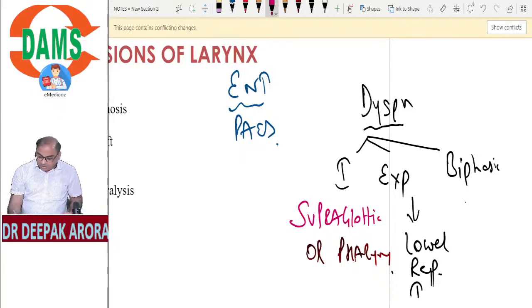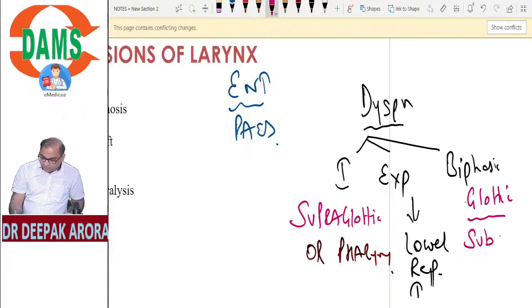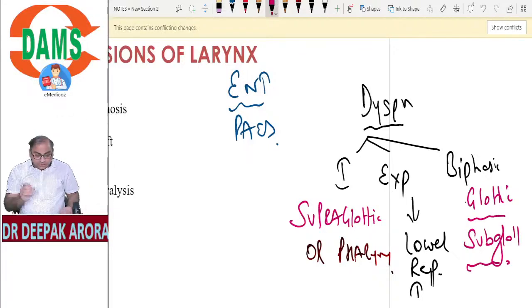In between, we are having glottic area. In between, we are having subglottic area. We are having upper part of the trachea. It means if there is any pathology, any abnormality in the glottic and subglottic area, I will be having dyspnea during inspiration or expiration. I hope you are getting my point better. Before starting this topic, this concept should be on your tips: inspiratory, supraglottic; expiratory, lower respiratory tract; biphasic, glottic area. Am I understandable? Are you getting this point?